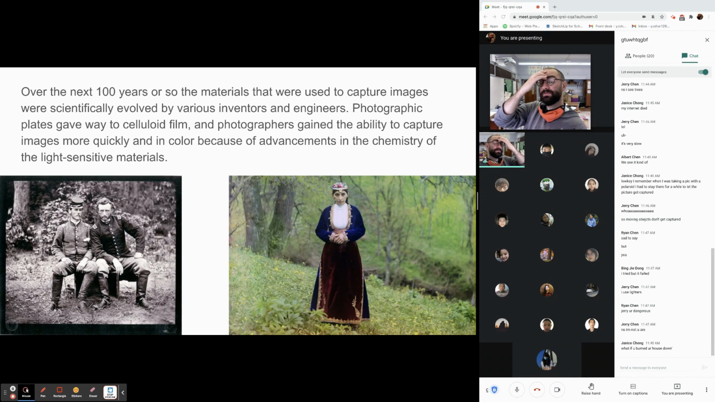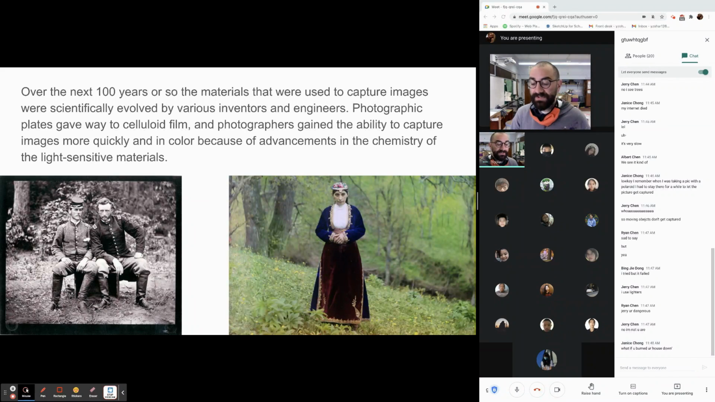Over the next 100 or so years, the materials that were used to capture images were scientifically evolved by various inventors and engineers. Photographic plates gave way to celluloid film, and photographers gained the ability to capture images more quickly and in color because of advancements in the chemistry of the light-sensitive materials.